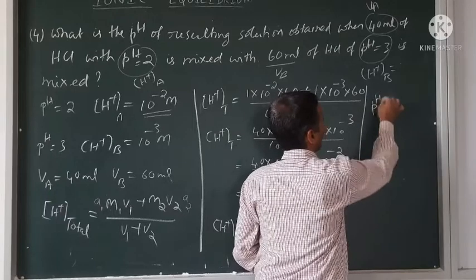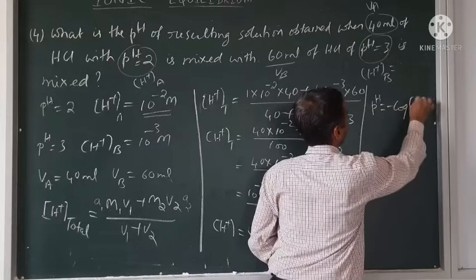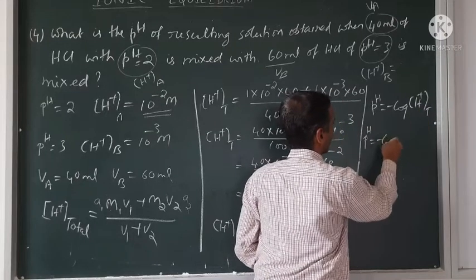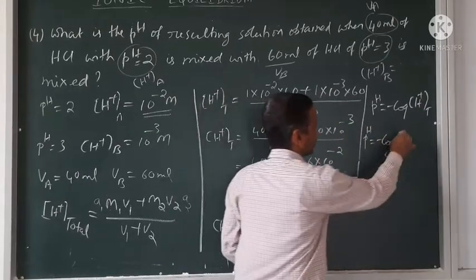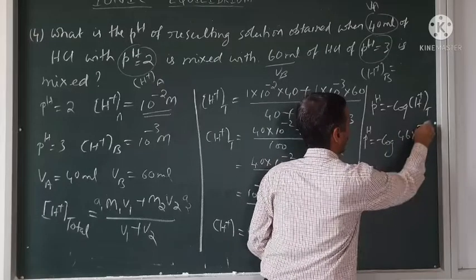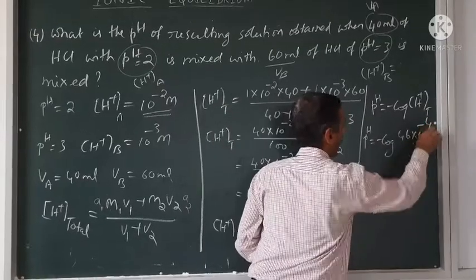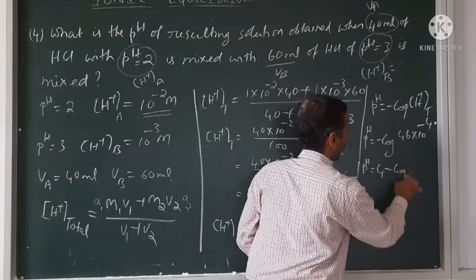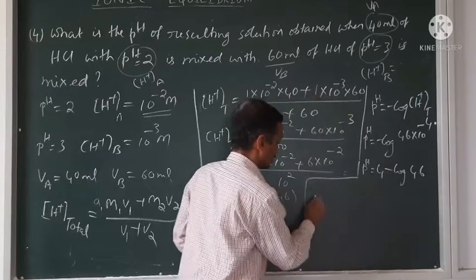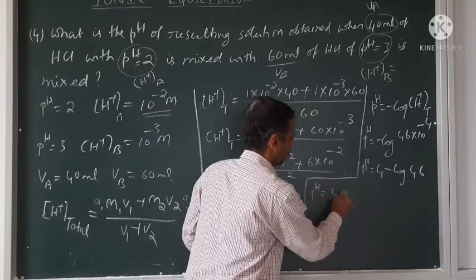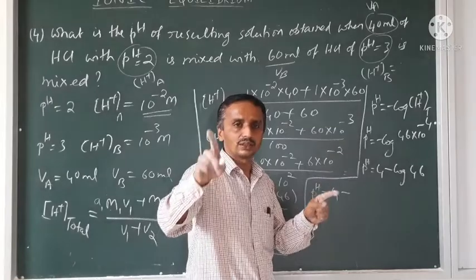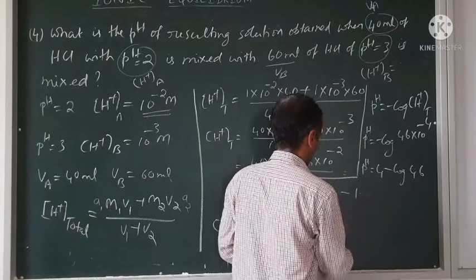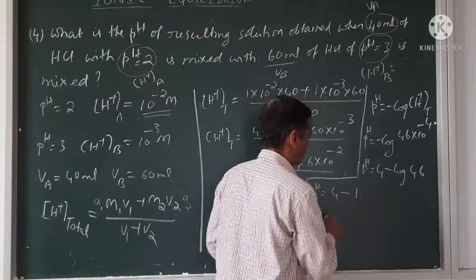Now pH is equal to the negative logarithm of the total H plus concentration. pH is equal to negative logarithm of 46 into 10 to the power minus 4. pH is equal to 4 minus log of 46. There are two digits before the decimal, which means the characteristic is 1. Now pH is equal to 6.